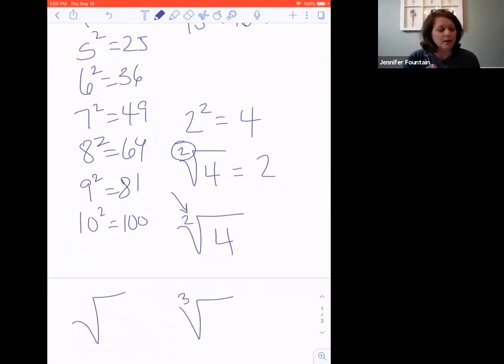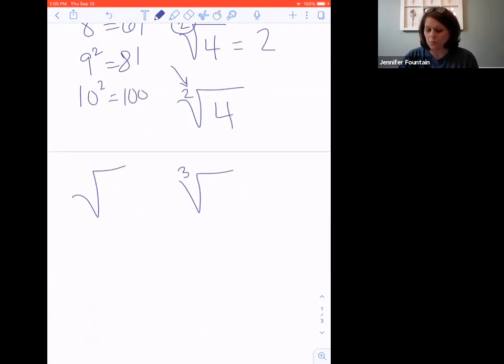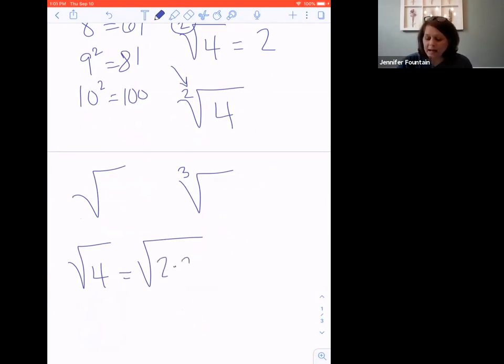So one of the things that when I'm taking a square root of a number, so we'll work with 4 again. What I want to do is, if I did not know my perfect squares, and I didn't know that the square root of 4 was 2, I would break this into prime factors. So just like we just did with greatest common factor and least common multiple, we listed our prime factors. Well, I'm going to do the same thing with dealing with square roots.